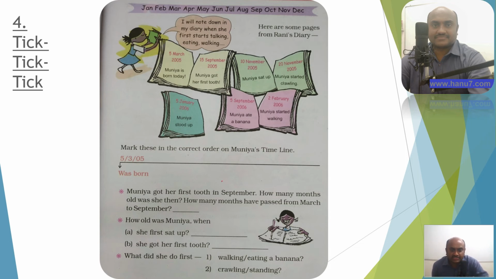So mark this in the correct order on Munia's timeline. On 5/3/5, she was born. Munia got her first tooth in September. How many months old was she then? How many months have passed from March to September? You can count here, he also gave a timeline: March to April, April to May, May to June, 3 months, July, August, September. So it is 6 months.